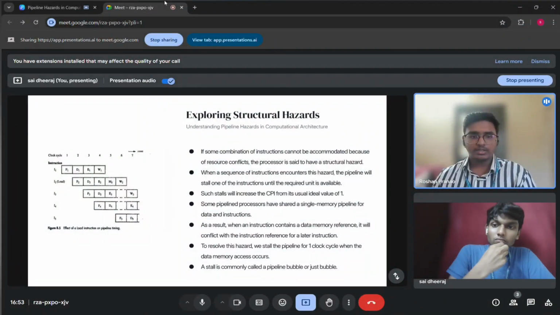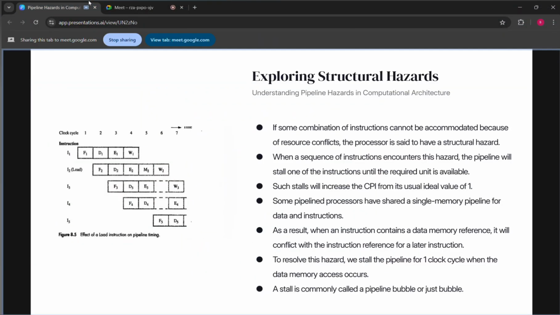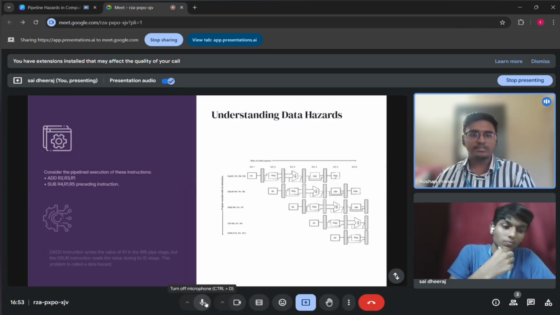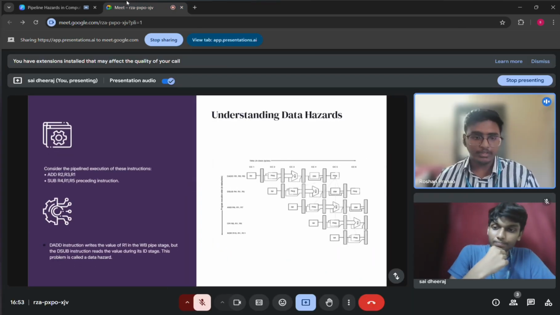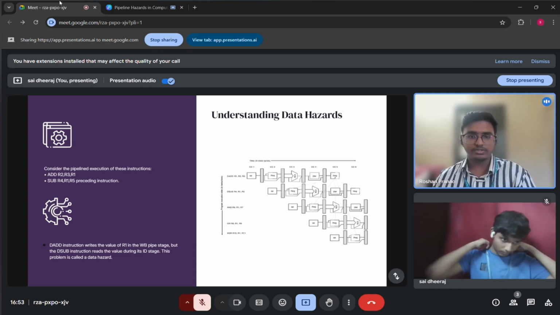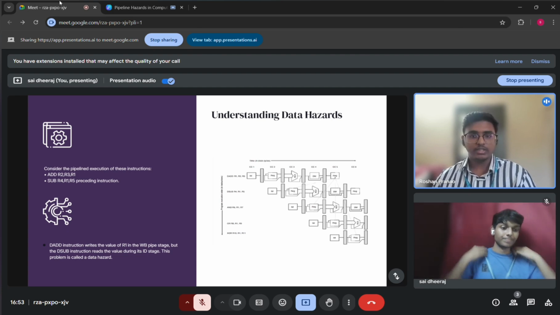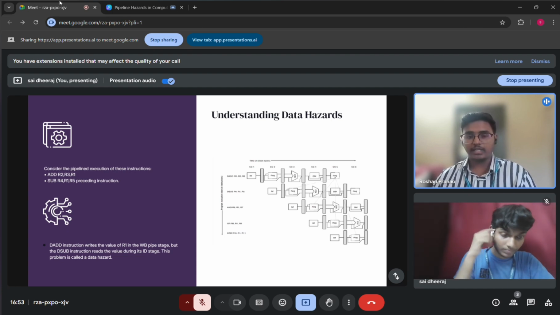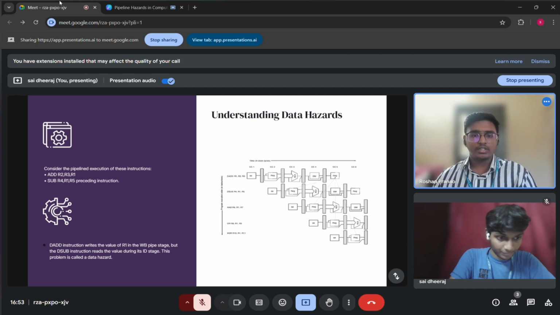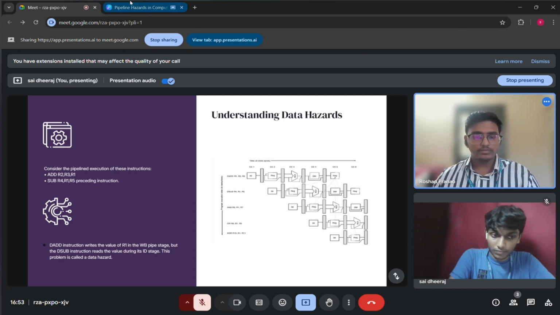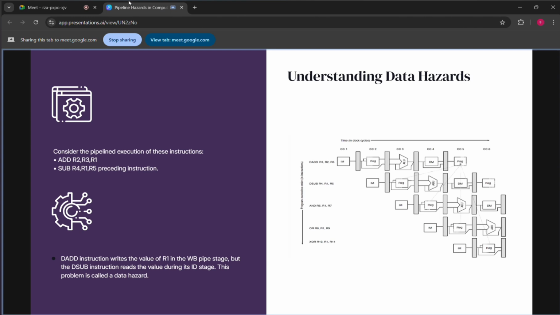Yeah, so let's dive deeply into data hazards. Data hazards occur when an instruction depends on the result of a previous instruction that has not yet completed its execution within the pipeline. These hazards can disrupt the smooth flow of data and lead to delays. Here's an example of how a data hazard works, with a diagram parallel to the definition.